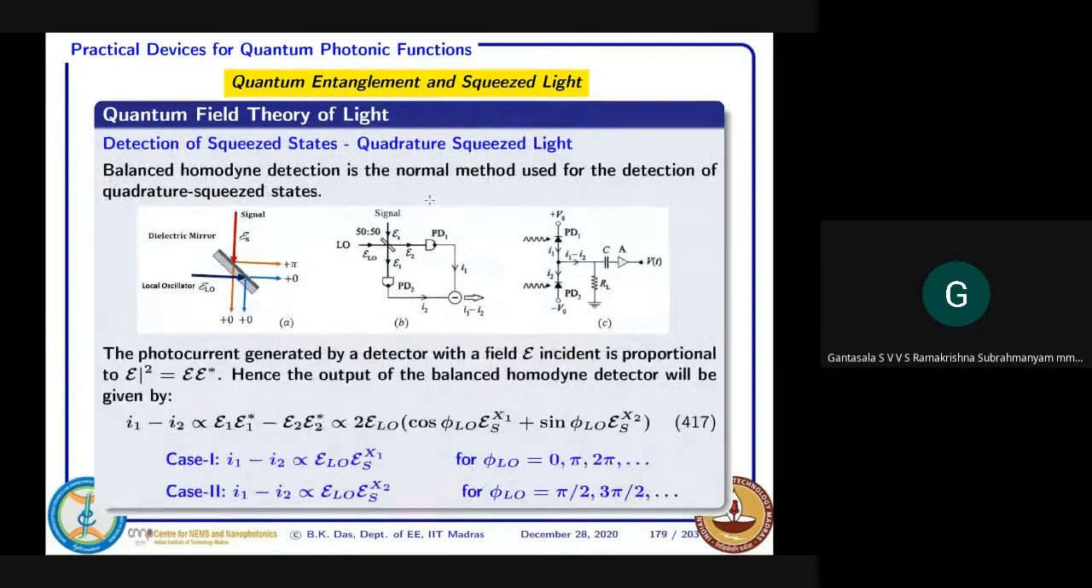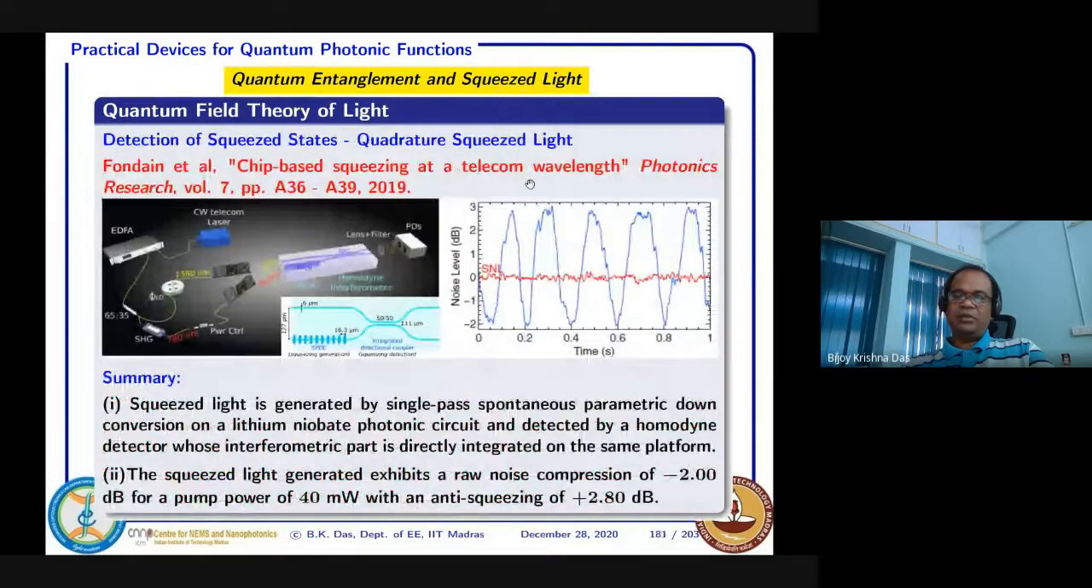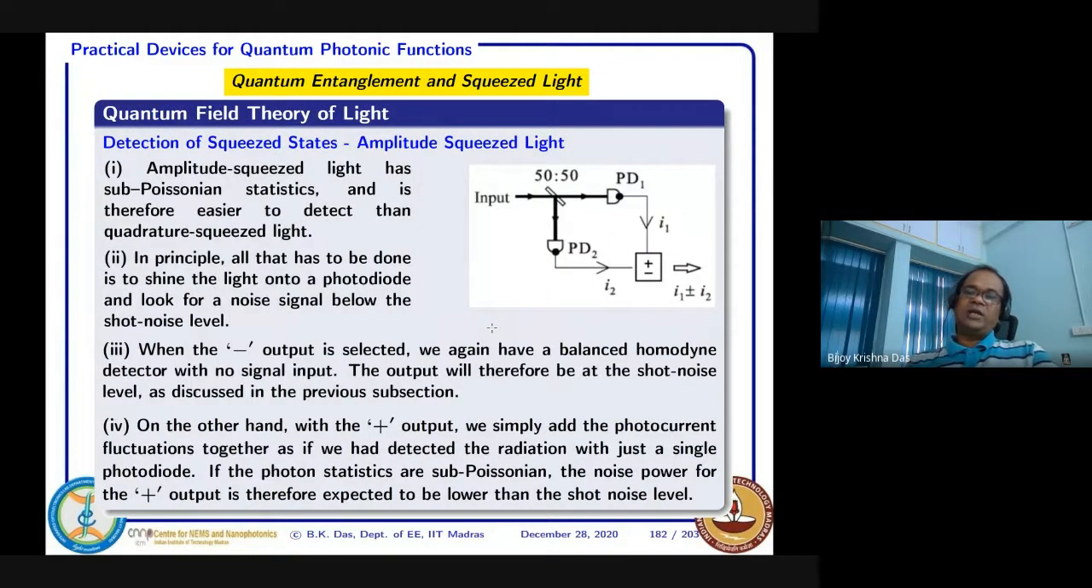Yes. Okay. So it is found that the squeezed light generator exhibits a raw noise compression of -2 dB. You see, it is about -2 dB here. And in the other quadrature, it is amplifying the noise, about 2.8 dB. So in one quadrature you are getting less noise, which means you are getting squeezed light. It's just for testing purposes. All right. Now, next, that is a quadrature squeezed light.